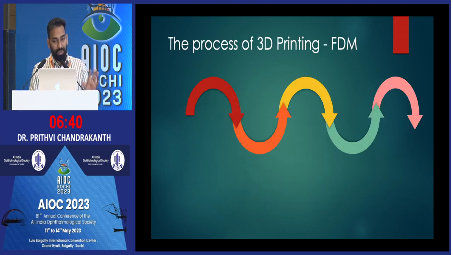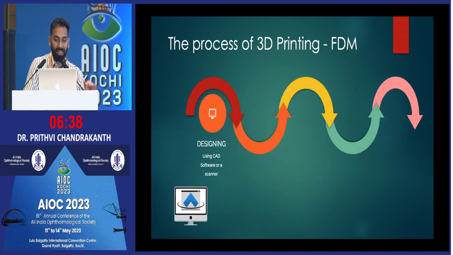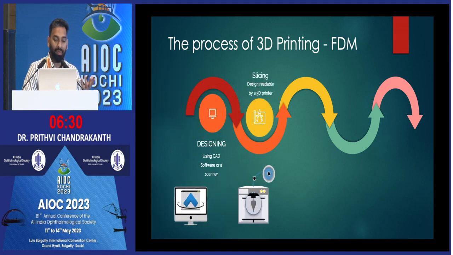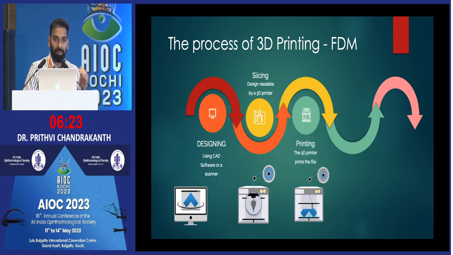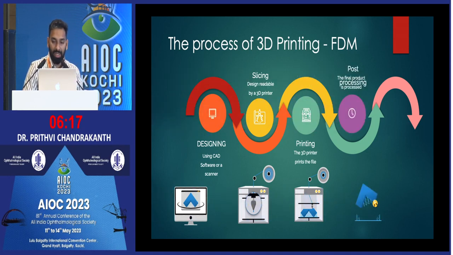So, what are the processes involved in this? One thing is the designing. Using CAD software or a scanner, you can design a model which you want, and then that will be sent to the 3D printing machine, which will go for the slicing, and then it will start printing. Printing happens in different methods, which I'll talk about. Then there is a post printing process, and then the final product.